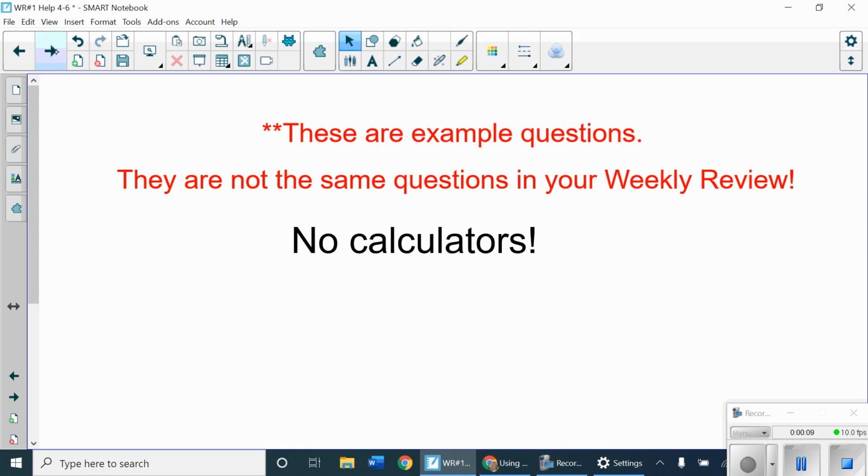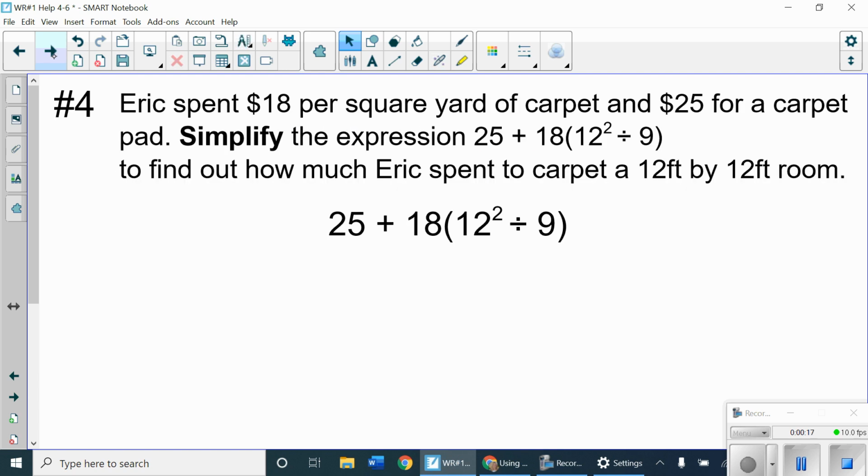Remember, these are just examples, so your answers in your Canvas quiz will not be the same as my examples, and no calculators. All right, question number 4.